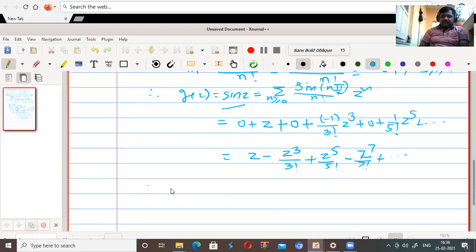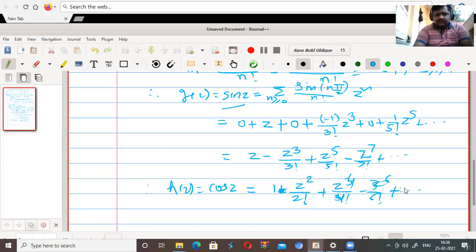In the same way, if your h of z is cos z, then its expansion is 1 minus z square upon 2 factorial plus z raised to 4 upon 4 factorial minus z raised to 6 upon 6 factorial and so on. You go with this, cos z.